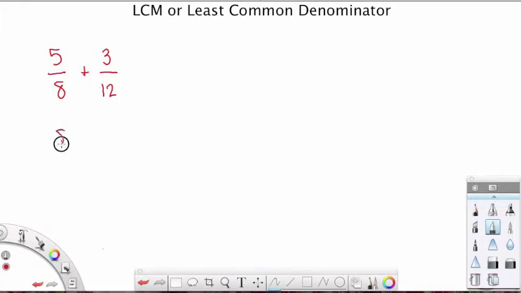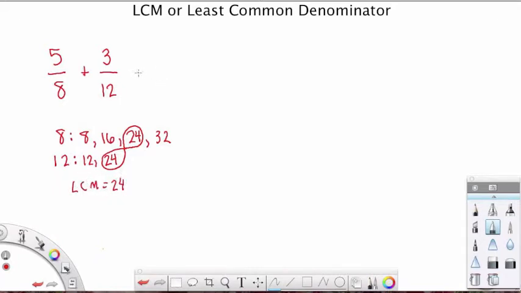So I'm going to begin listing. If I have 8, I know that 8 times 1 is 8, 8 times 2 is 16, 8 times 3 is 24, 8 times 4 is 32, and I'll stop there. And then let's take a look at 12. 12 times 1 is 12. 12 times 2 is 24. Hey, I can stop right there. 12 and 8 have a common multiple of 24.